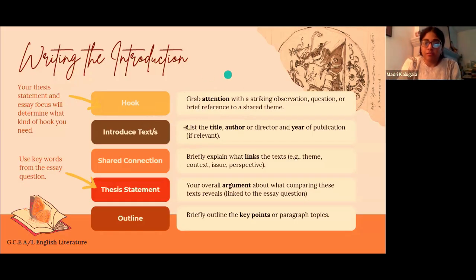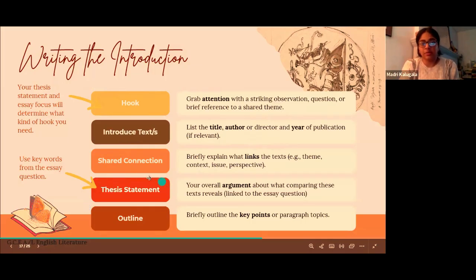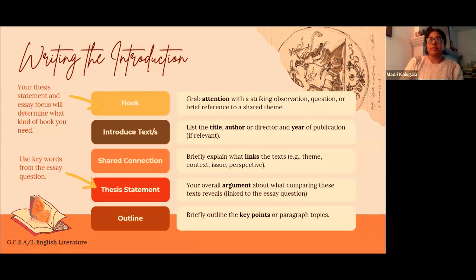After giving that hook, you obviously have to introduce your text: this text by this title, author, and year of publication, or the director, scriptwriter, the dramatist. And then immediately you establish the shared connection. Depending on the question you have been given, you explain what links the texts, very briefly, not in detail, and then you give what is called a thesis statement. It's good if you can practice coming up with these things called thesis statements.